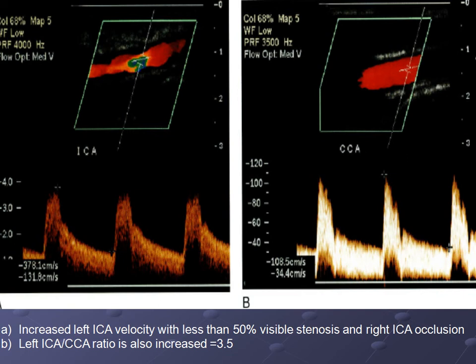Okay? We depend on the grayscale. Grayscale for what? Not significant stenosis. You measure it on the grayscale if you can. Better. You can measure the area stenosis or diameter stenosis as you like.